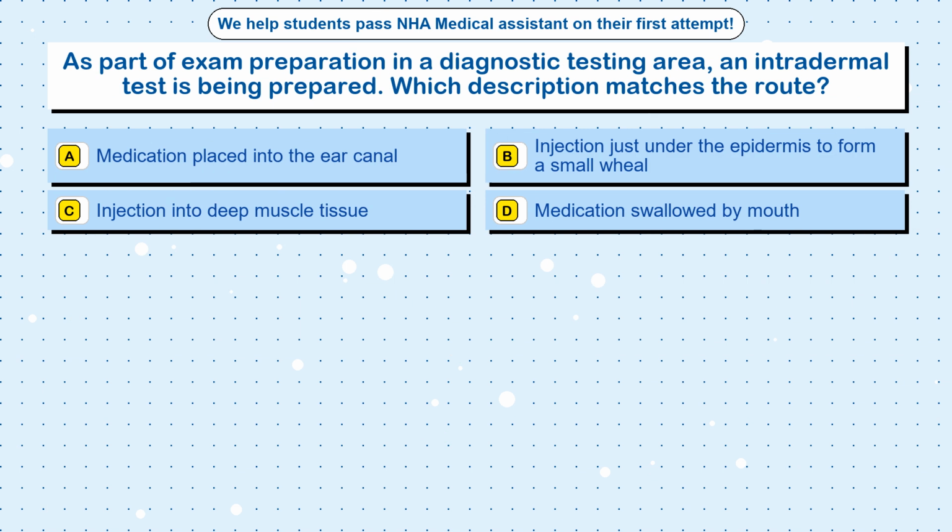Question 86. As part of exam preparation in a diagnostic testing area, an intradermal test is being prepared. Which description matches the route? Option A, medication placed into the ear canal. Option B, injection just under the epidermis to form a small wheal. Option C, injection into deep muscle tissue. Option D, medication swallowed by mouth.